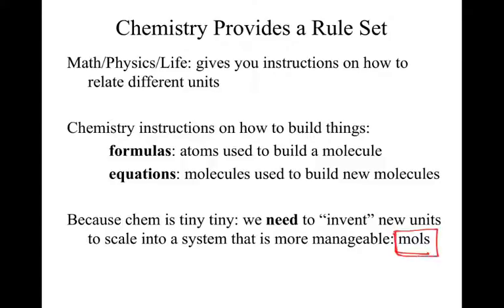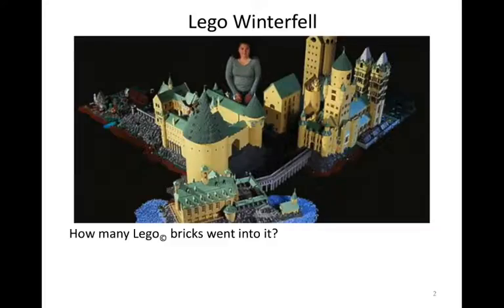But really it's just a new unit that allows us to shrink things down, or the sheer scale of things, kind of actually up. Because if we look at atoms, they're so tiny that we need to scale them up to a scale that we can work with. Okay? So let's take a look at some examples.